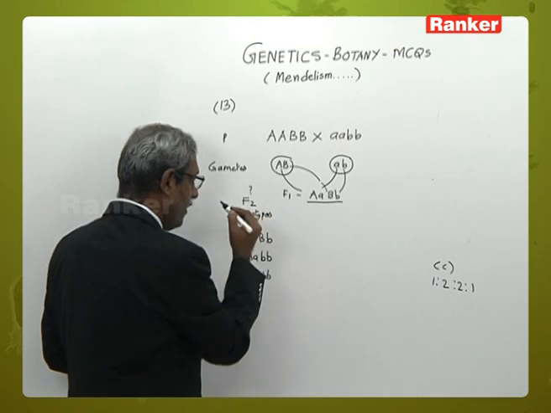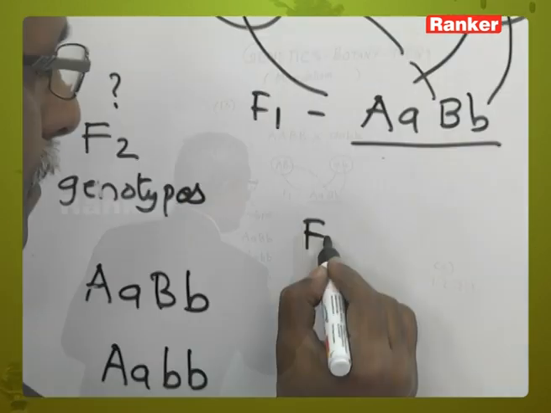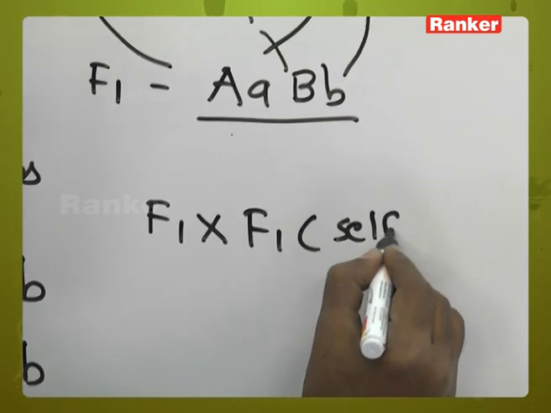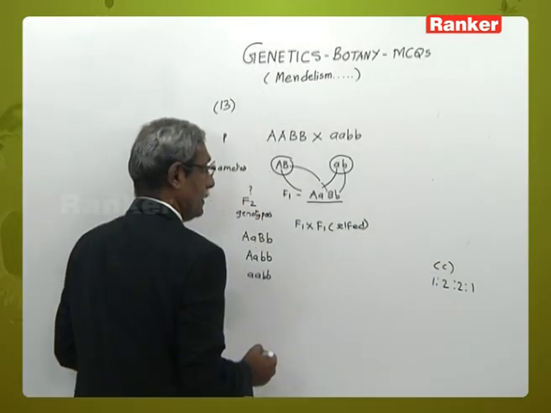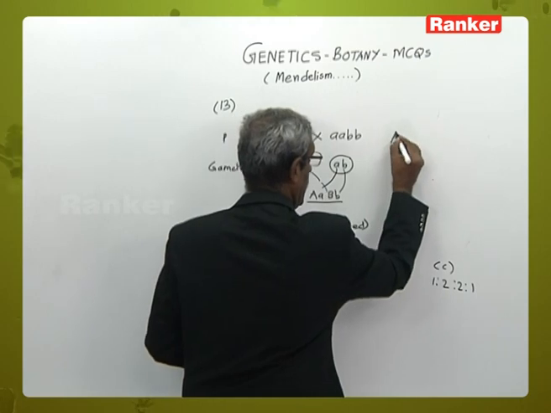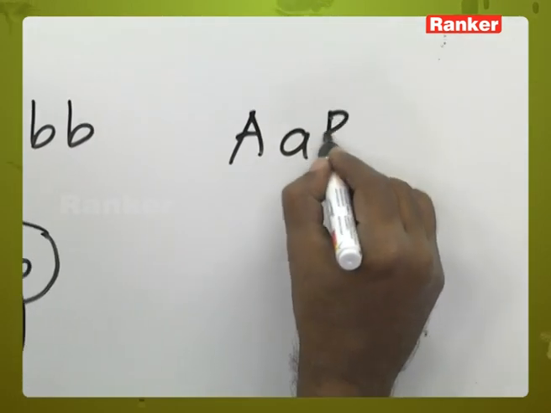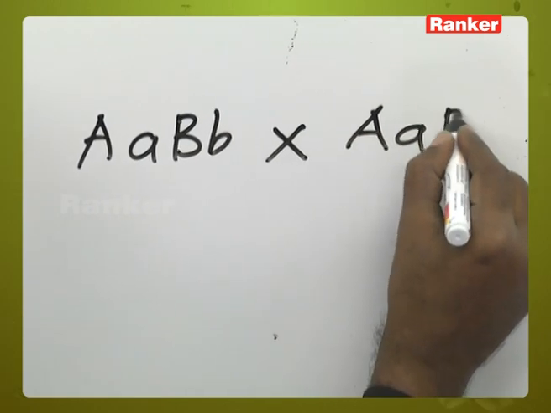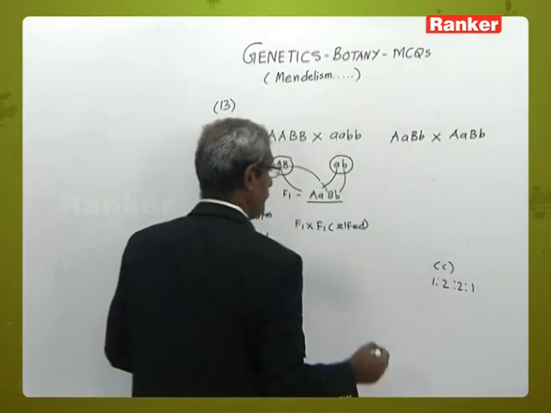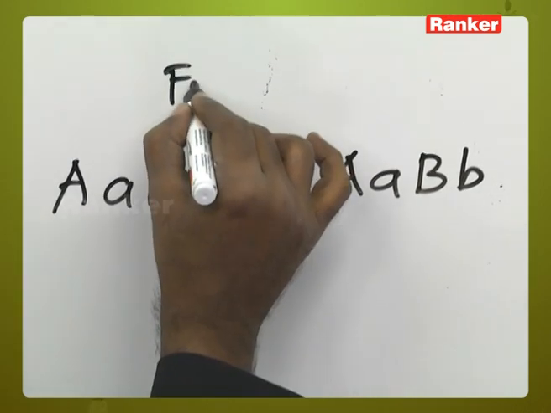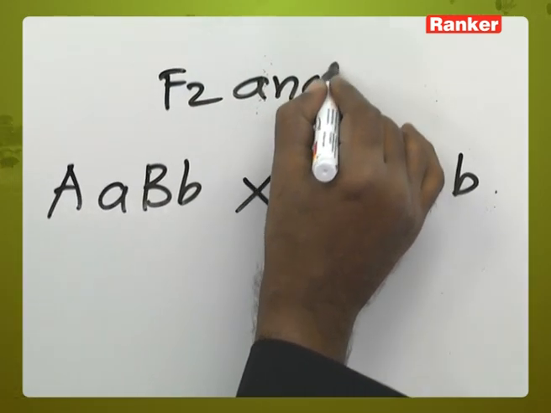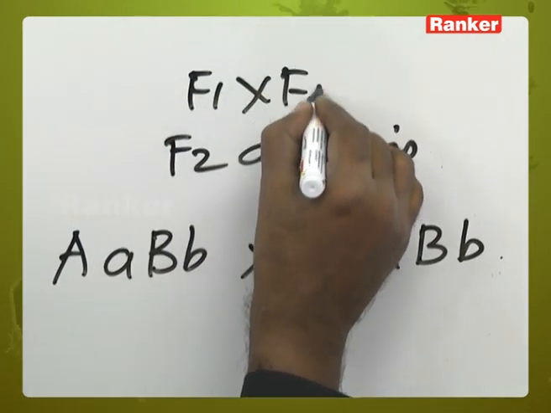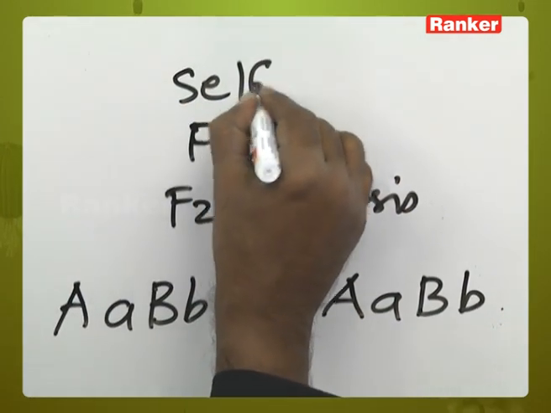Now, we are looking at F2 genotypes, that is F1 into F1, which is selfed. Thereby, we have a capital A, capital B, small b into a capital A, capital B and a small b. This is termed as F2 analysis, or it is F1 into F1. Otherwise, it is also termed as selfing.